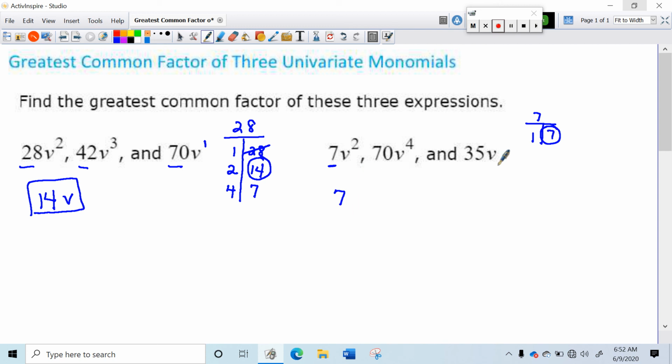And then I do have a V in each one, and the smallest exponent is 1. If the exponent's 1, you don't put it. So 7V is the answer.